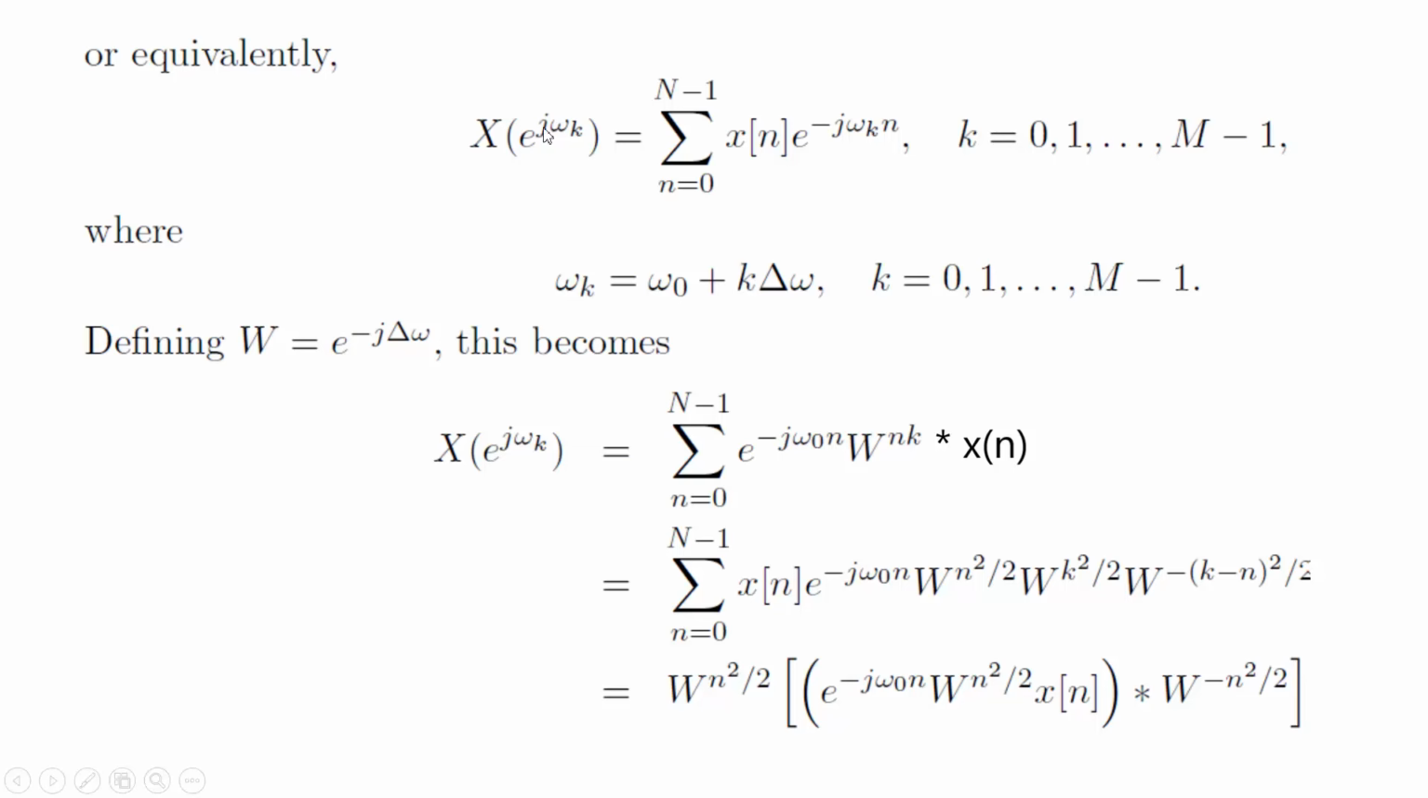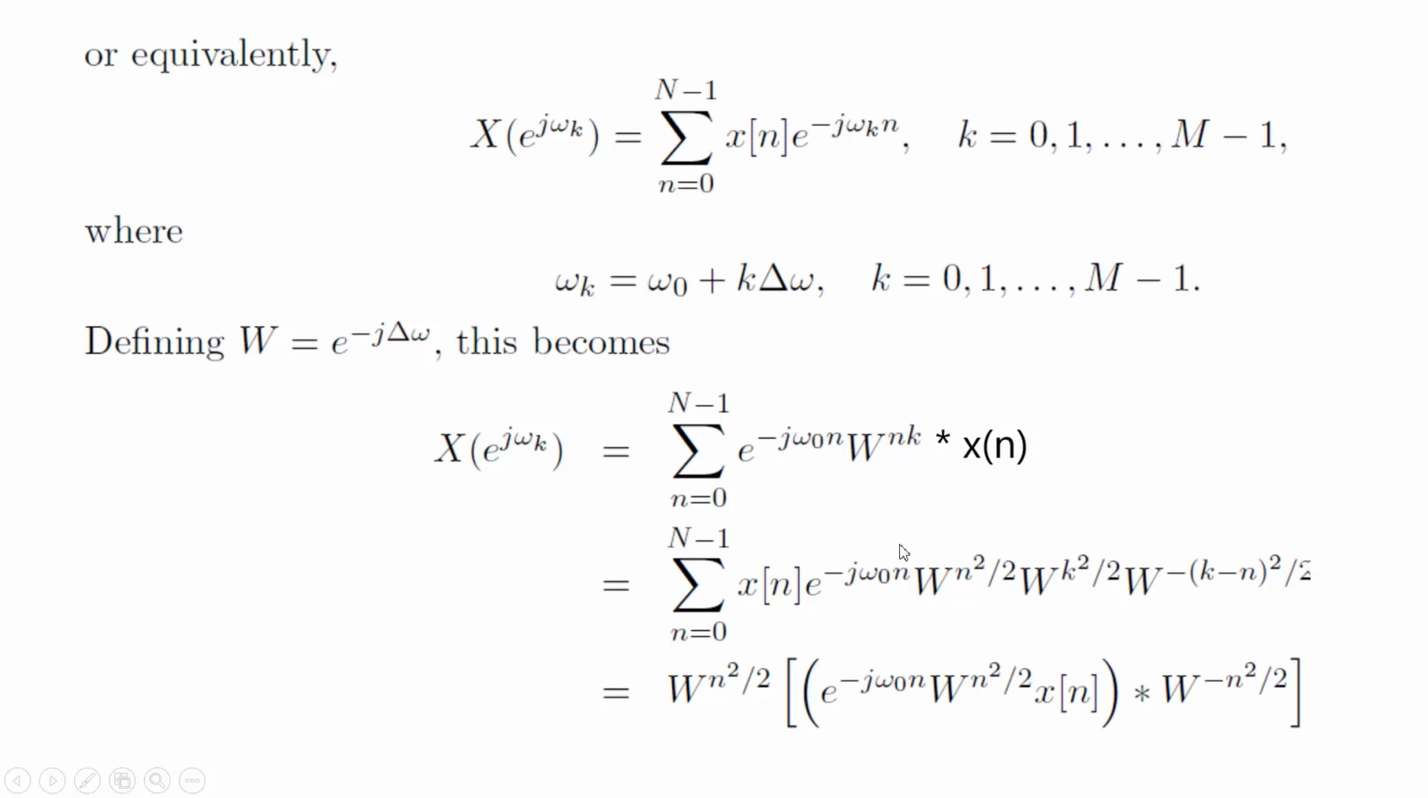Now let us again look at the DFT formula. That means we are taking the Fourier transform, X of e to the power j omega k equals the sum for n going from 0 to capital N minus 1 of x[n] e to the power minus j omega k n, where k varies from 0 to capital N minus 1. Now omega k I have already defined, which is omega 0 plus k delta omega. Now defining W equal to e to the power minus j delta omega, we put omega k equal to omega 0 plus k delta omega in this equation, and we also put e to the power minus j delta omega equal to W. So this comes out to be this factor, and of course it has to be multiplied with x[n].